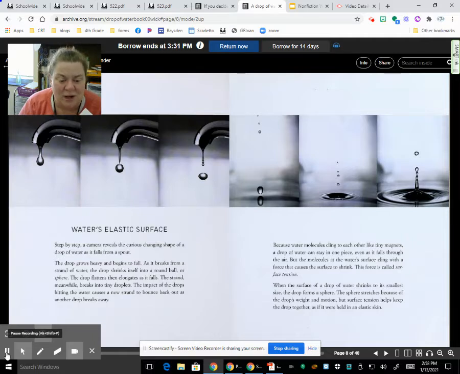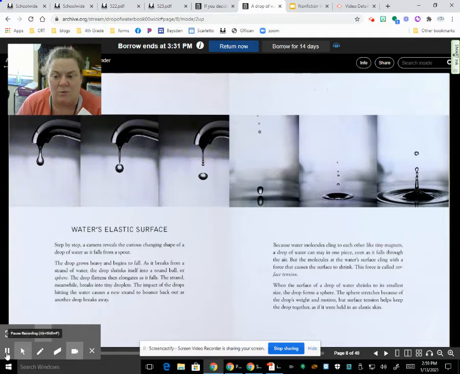The impact of the drops hitting the water causes a new strand to bounce back out as another drop breaks away. I can see that in the picture too. Because the water molecules cling to each other like tiny magnets, a drop of water can stay in one piece even as it falls through the air.